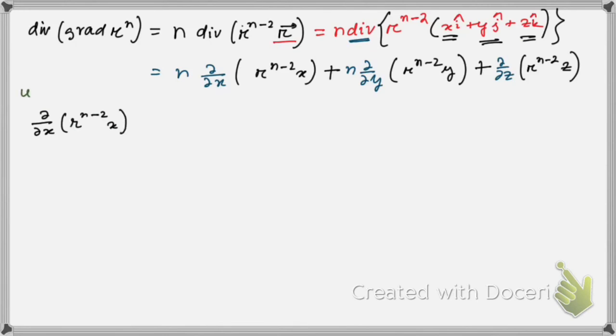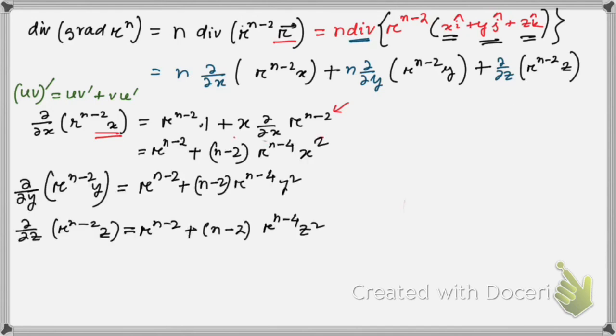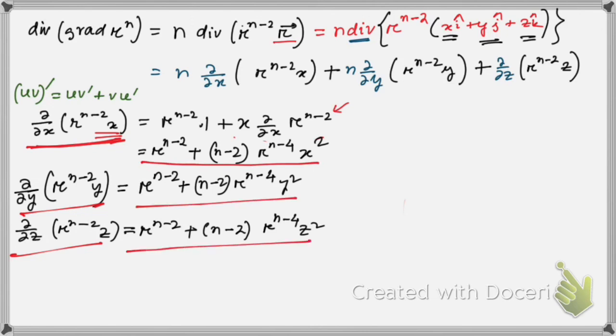So we have got the derivatives of x, y and z components this way. Here you can see, these are the derivatives of x, y and z components. So we are going to use these three values in order to obtain this divergence of grad of r to the power n.